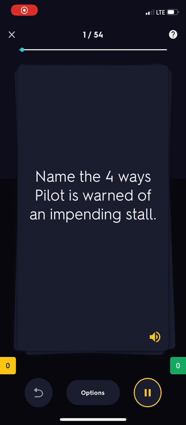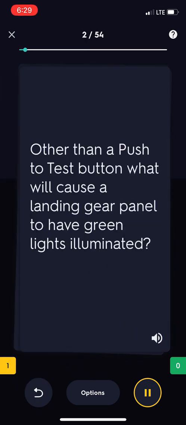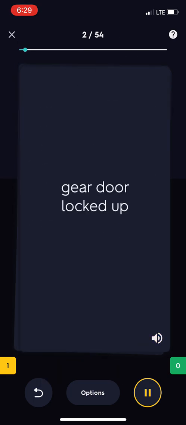Name the 4 ways a pilot is warned of an impending stall. Horn-like fuel stick shaker. Other than a push-to-test button, what will cause a landing gear panel to have green lights illuminated? Gear door locked up.